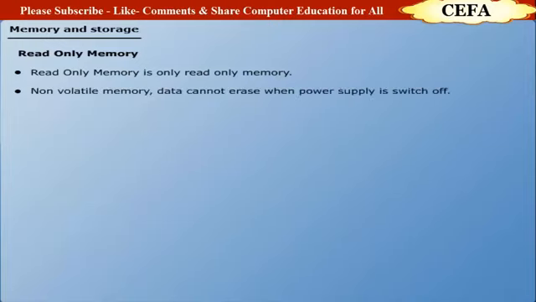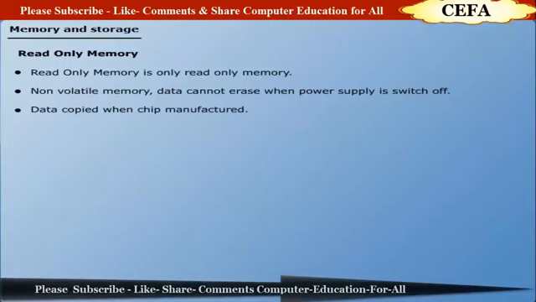Read-only memory, ROM. ROM is also primary memory, which is only readable, meaning data can only be read but new data cannot be entered in this memory. This memory is non-volatile and data is not erased when the power supply of the computer is switched off. Data is copied when this memory chip is manufactured. Types of ROM are PROM, EPROM and EEPROM.